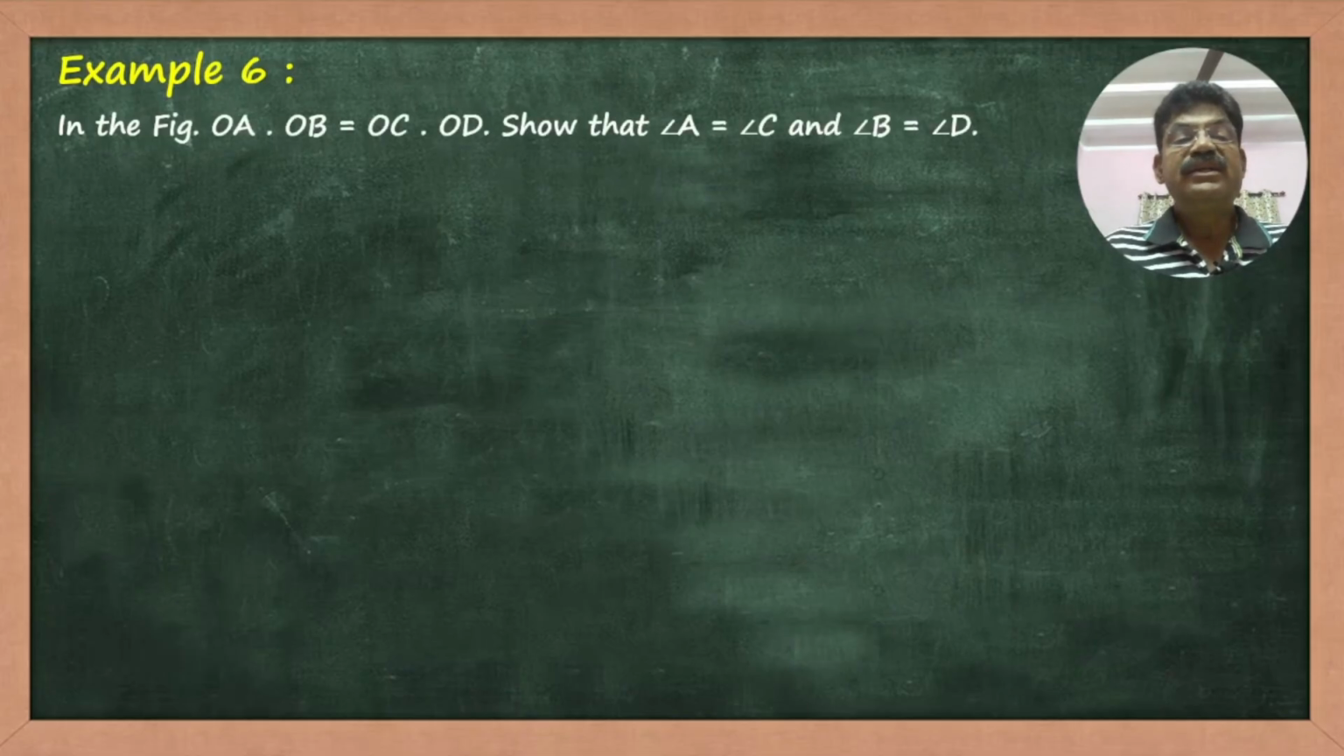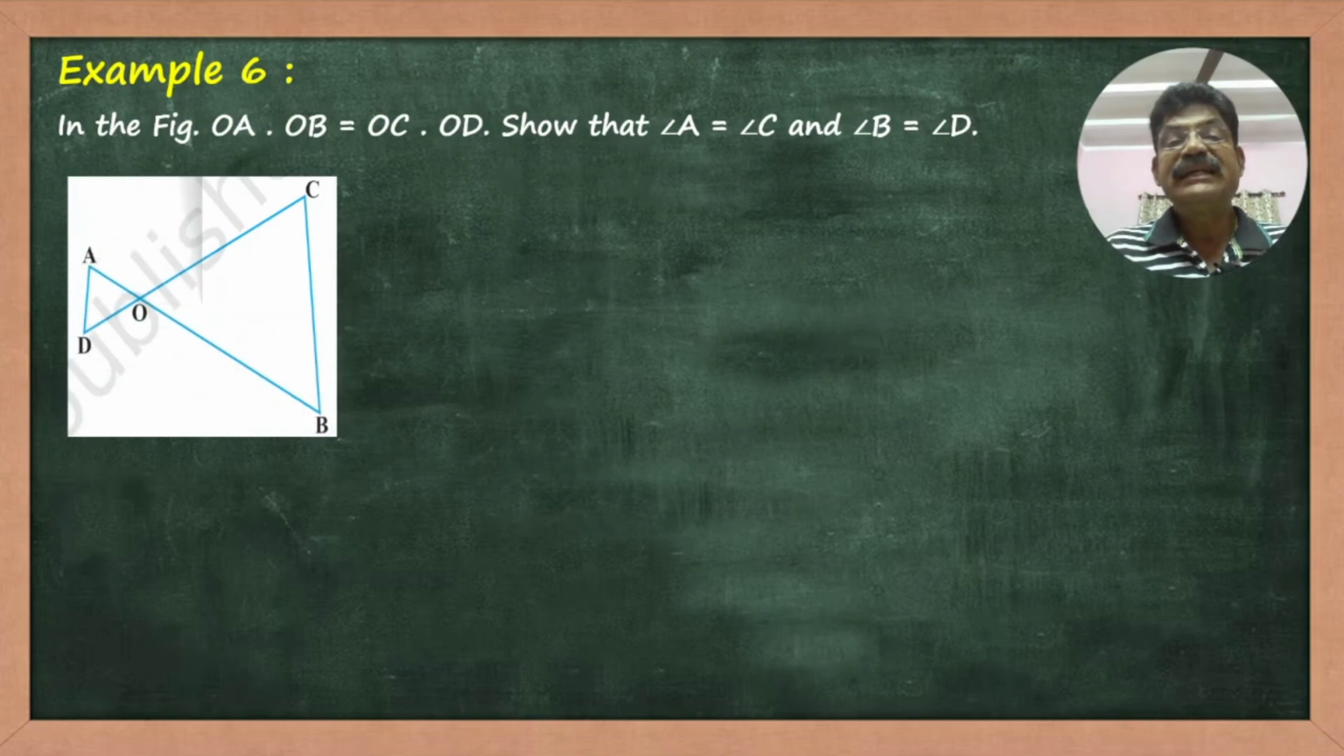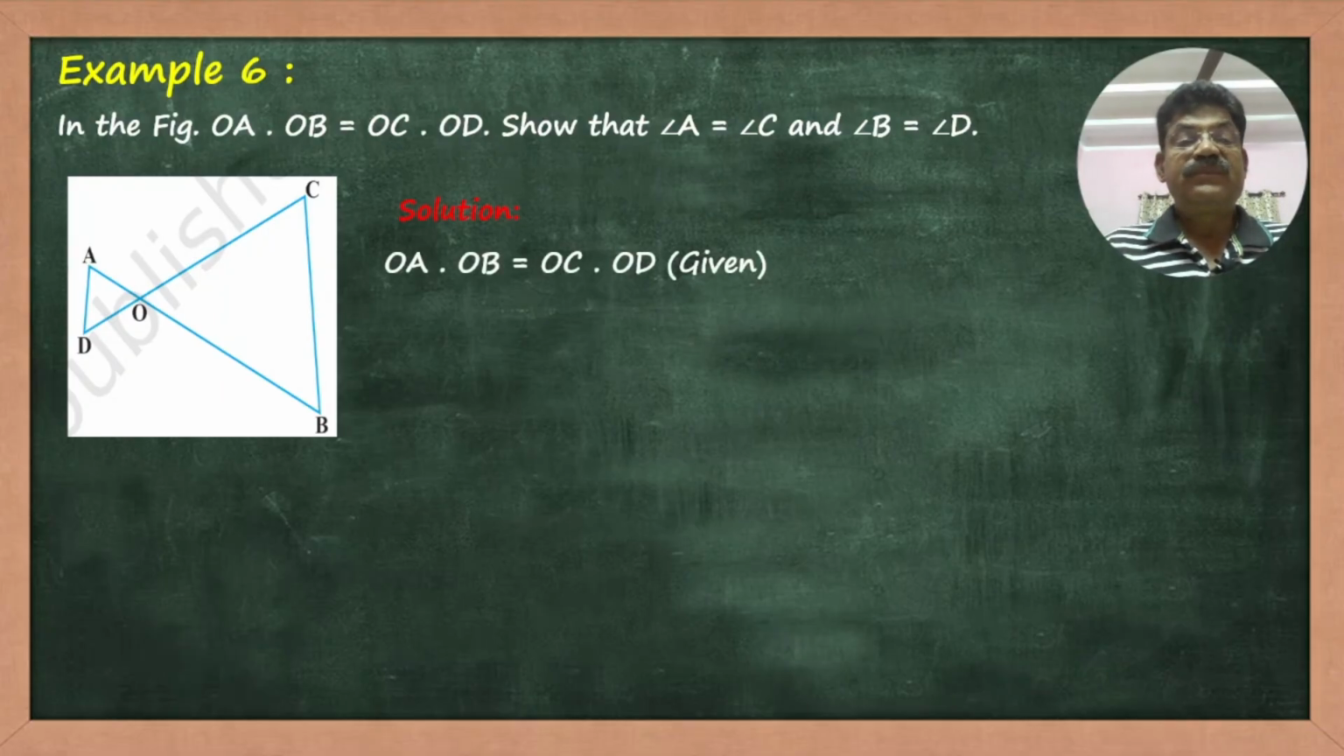Example 6. In the figure, OA into OB is equal to OC into OD. Show that angle A is equal to angle C and angle B is equal to angle D. Solution. OA into OB is equal to OC into OD. That is given. Therefore, OA divided by OC is equal to OD divided by OB.